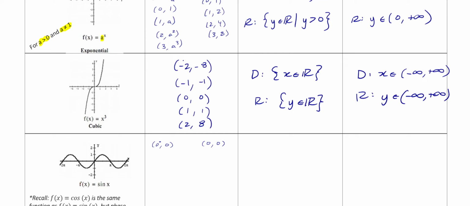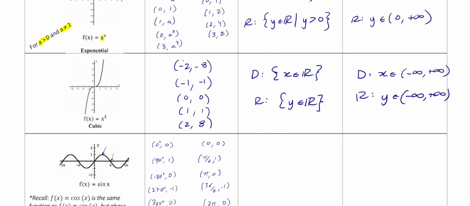Then the next peak happens at 90 degrees, and it goes up to 1. Alternatively, 90 degrees in radians is simply pi over 2, and that's 1. Then it goes back down to 0 at 180 degrees, and 0. That's simply pi and 0. Then 270 degrees and -1. That's 3 pi over 2 and -1. And then back up at 360 and 0, and that is 2 pi and 0.